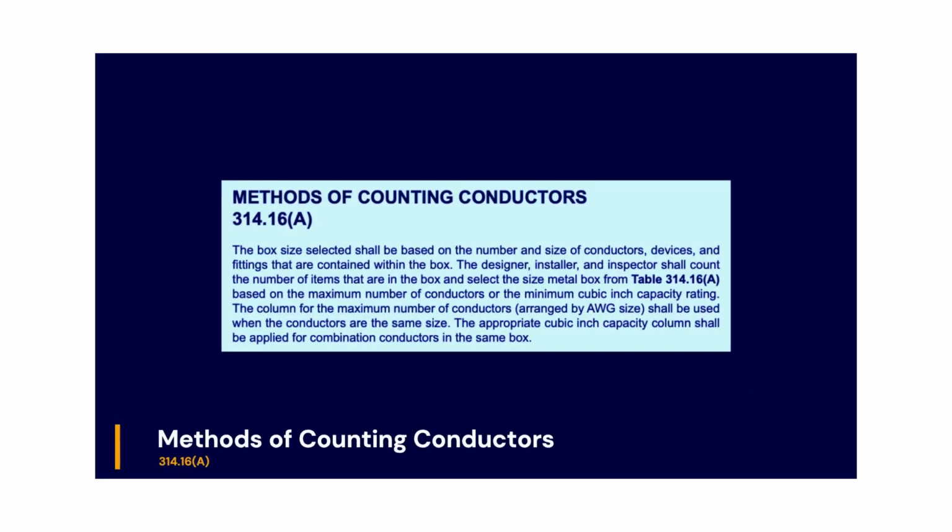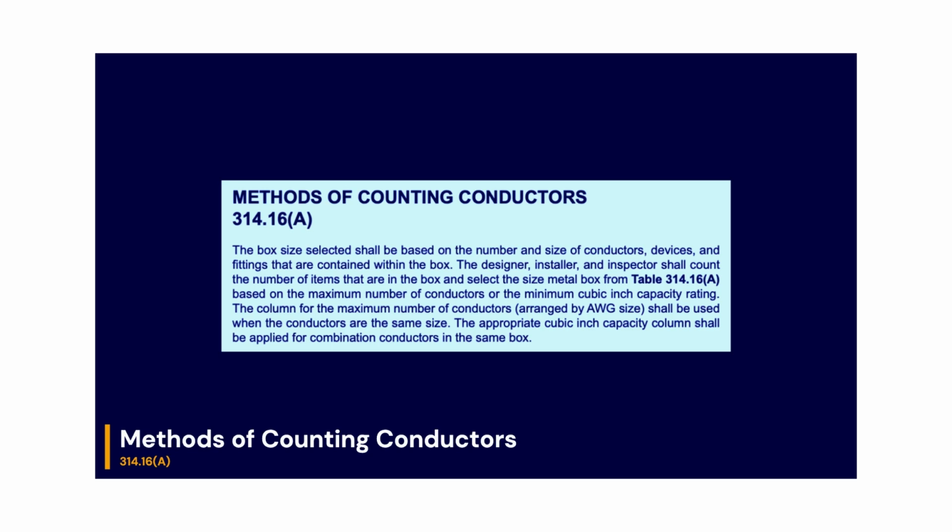Methods of counting conductors. 314.16(A). The box size selected shall be based on the number and size of conductors, devices, and fittings that are contained within the box. The designer, installer, and inspector shall count the number of items that are in the box and select the size metal box from Table 314.16(A), based on the maximum number of conductors or the minimum cubic inch capacity rating.